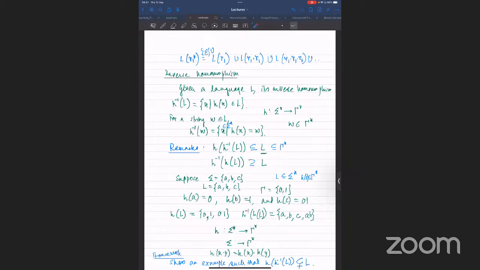And then, can you give me an example where it's a proper subset? So what is your sigma, what is your gamma, and what is the H that you are using? Can you give me a concrete example?